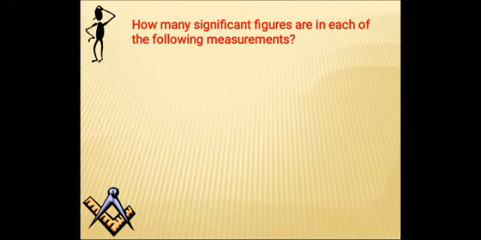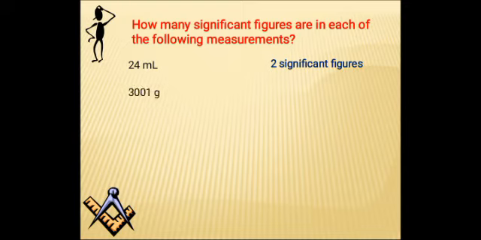So let's do some practice, okay? Use your mind, just give the answer. Question 1, 24 ml. How many significant? 2 figures, non-zeros. 3001. Okay, guess. Yes, you guessed correctly. It is 4 significant figures because the zeros in between non-zeros are significant. Third, 0.0320. Rule number 3. All the zeros before non-zero are non-significant.